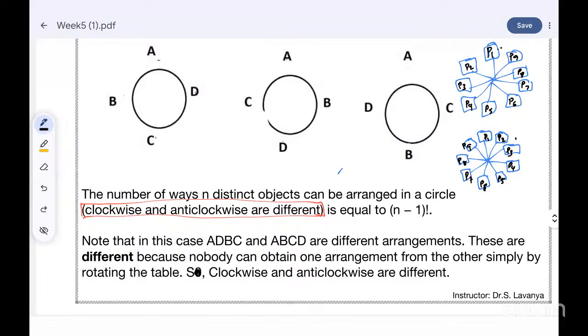Yeah. So now is this comparison clear? Yeah. Clear. Okay, good.